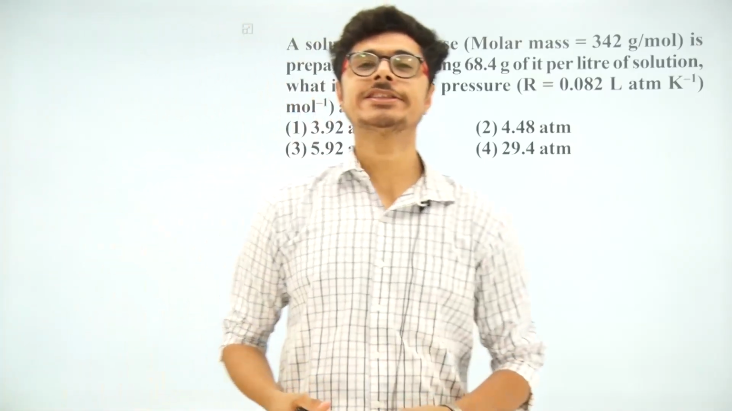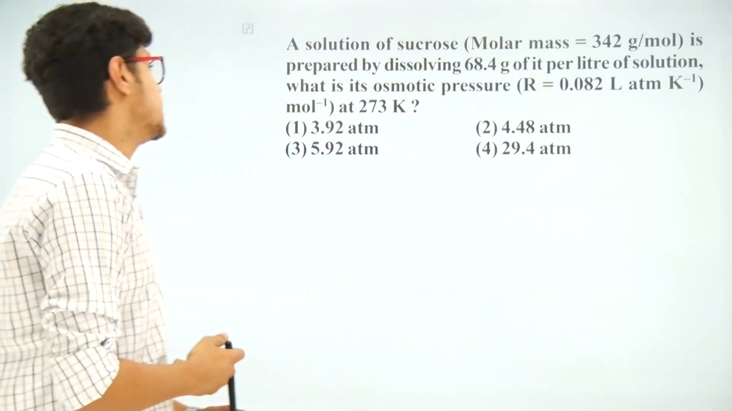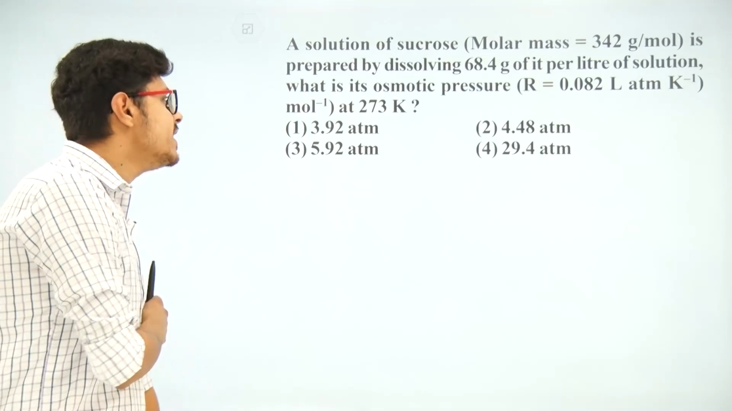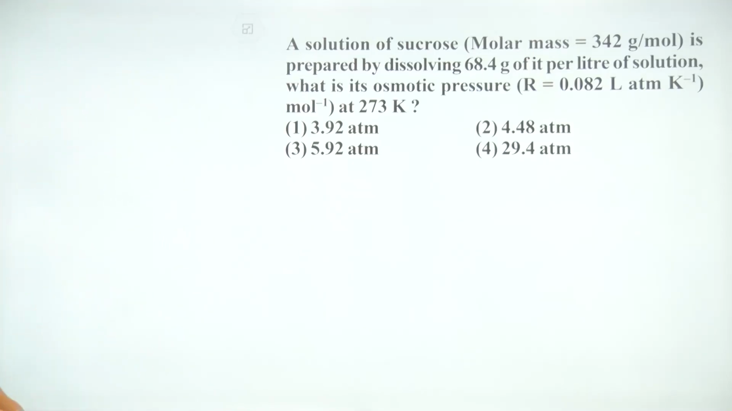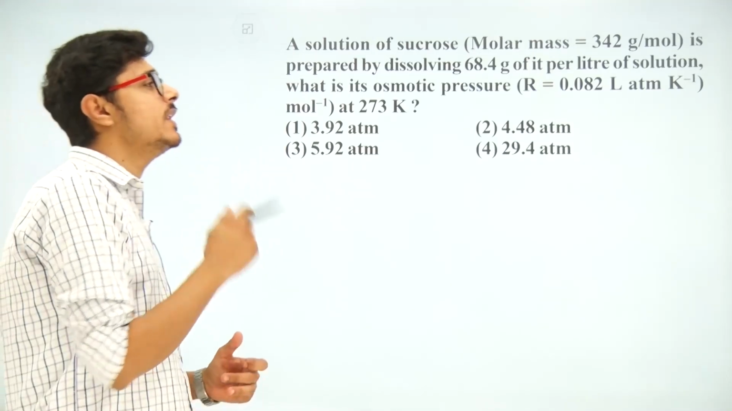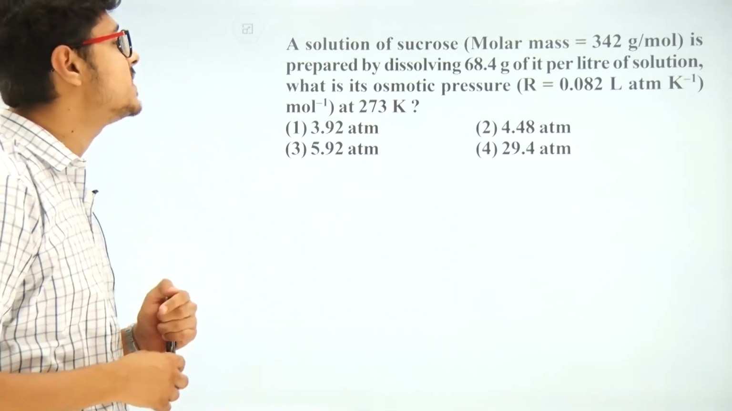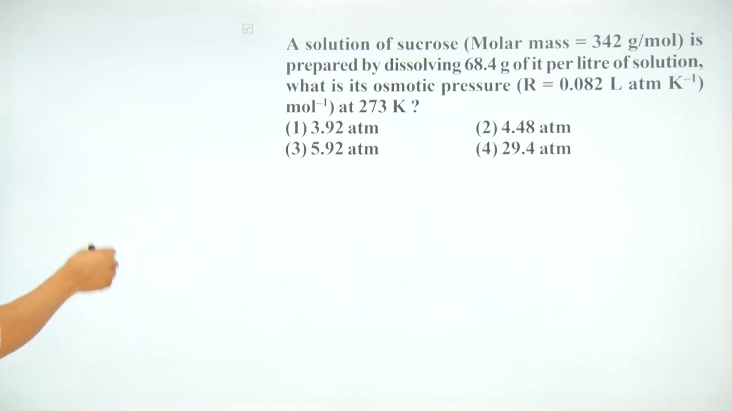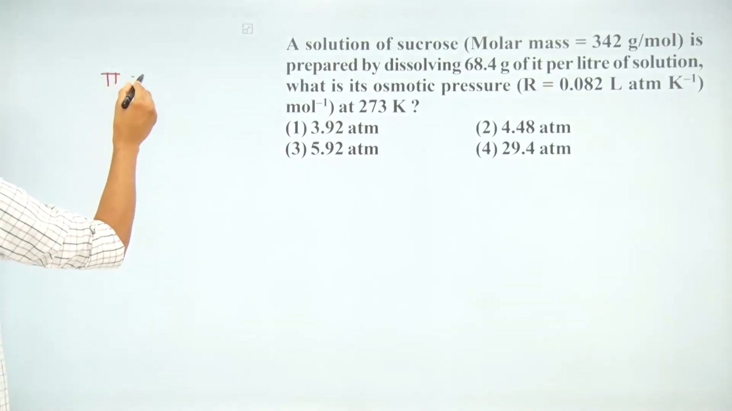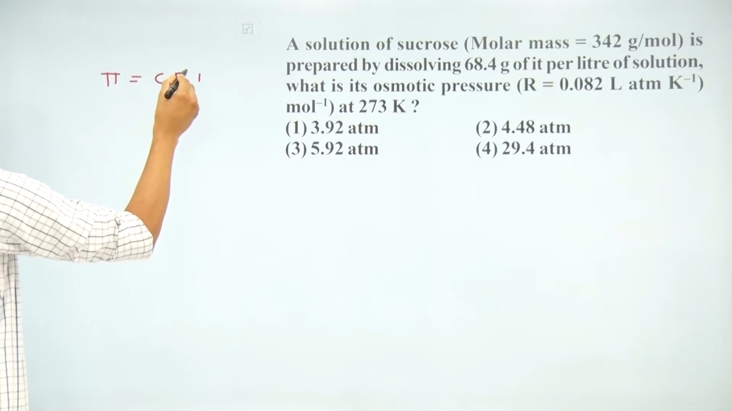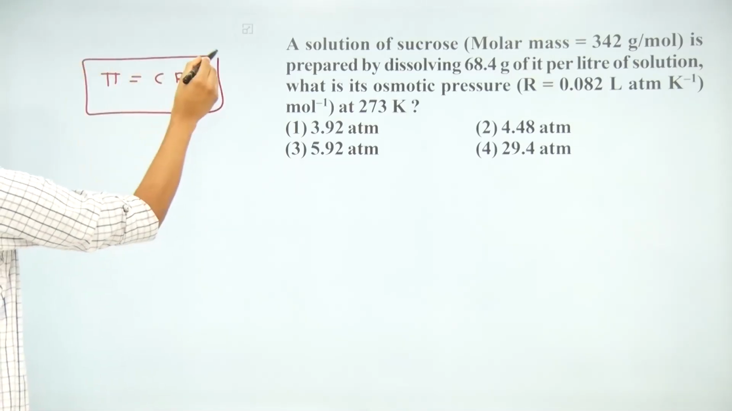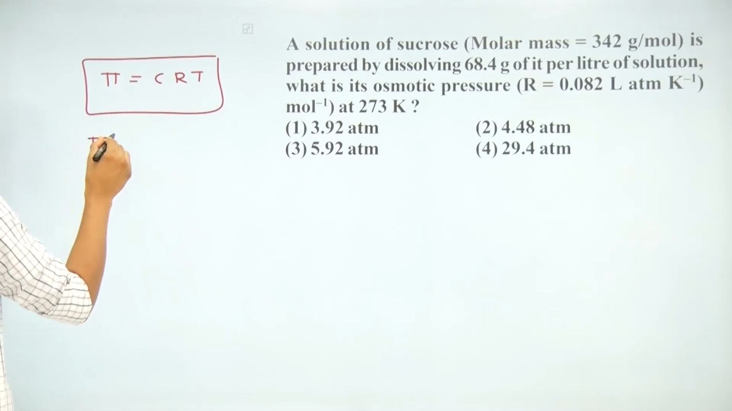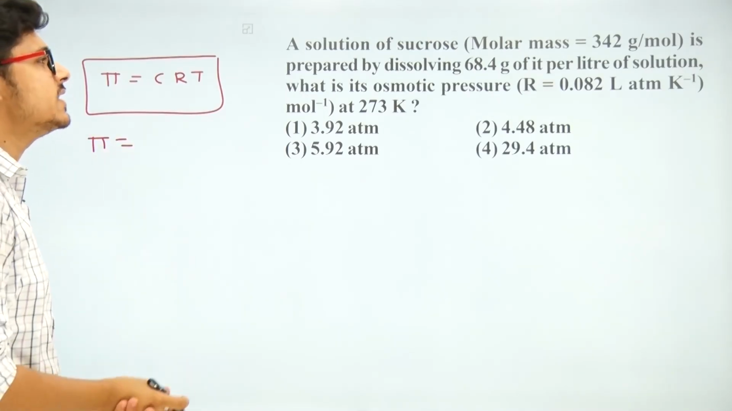Okay, students, coming to the next question. Our next question is, a solution of sucrose whose molar mass is 342 grams per mole is prepared by dissolving 68.4 gram of it per liter of solution. What is its osmotic pressure? We need to find the value of osmotic pressure. The formula of osmotic pressure is pi equals CRT. Here we need to find the osmotic pressure pi, which equals the concentration, that is molarity.